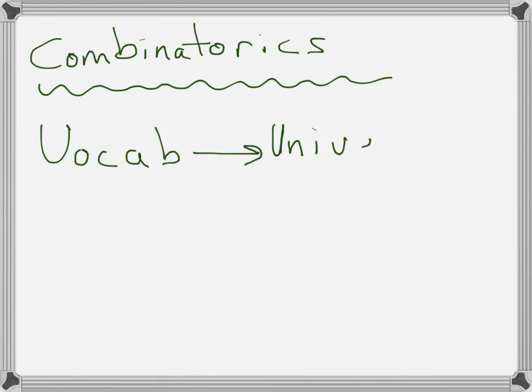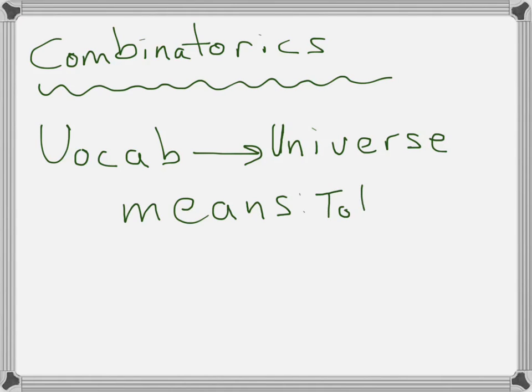Alright, so here's our vocab. The first piece of vocab is the universe. And what that means is the total population. So for example, if we're considering a classroom, the universe is the people in the classroom. Or if we're considering the schools in the United States, that would be the schools in the United States. That's it. It's not that hard.